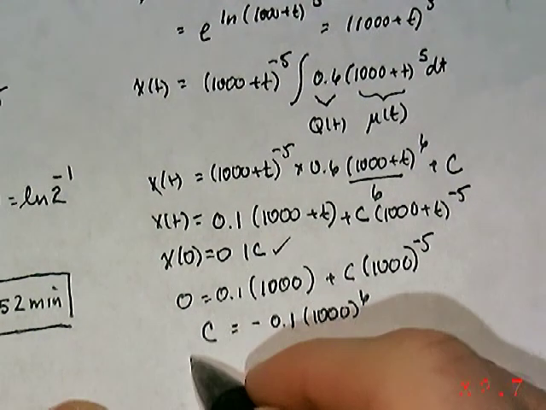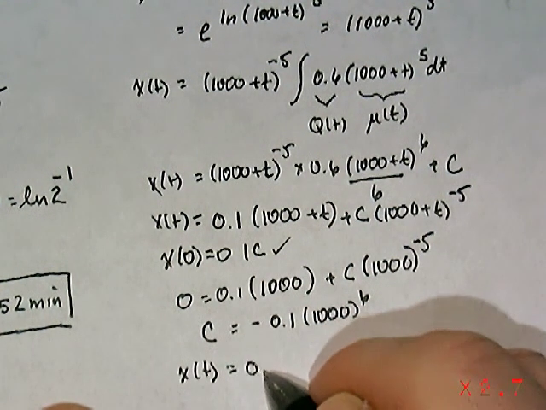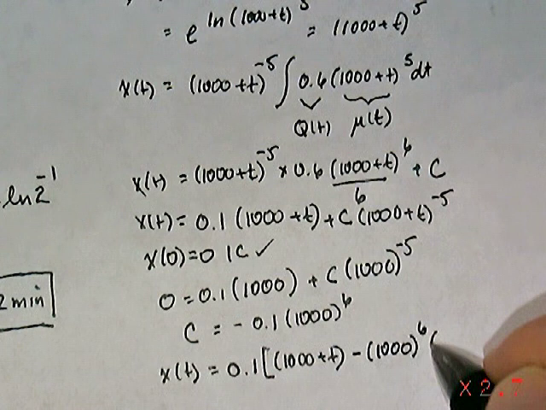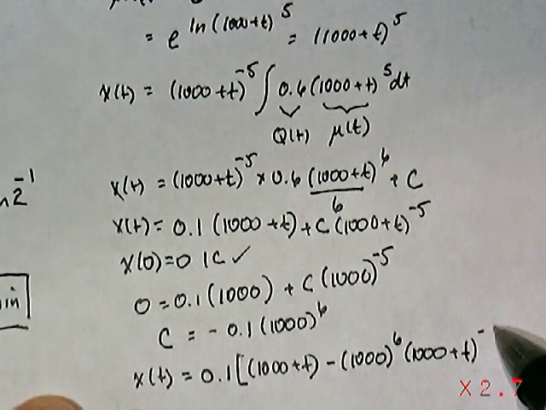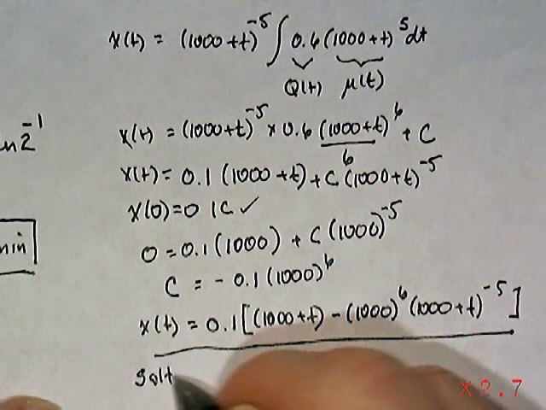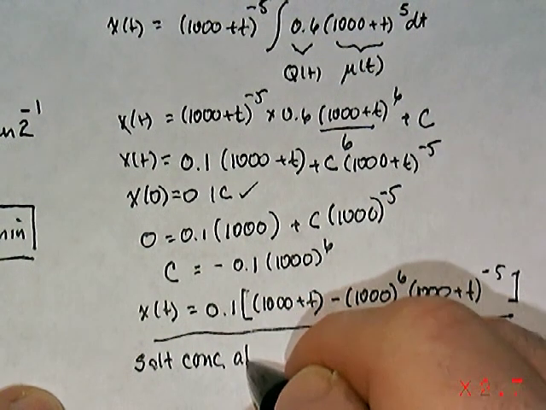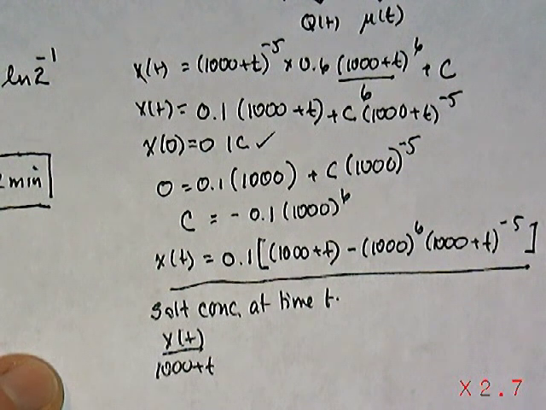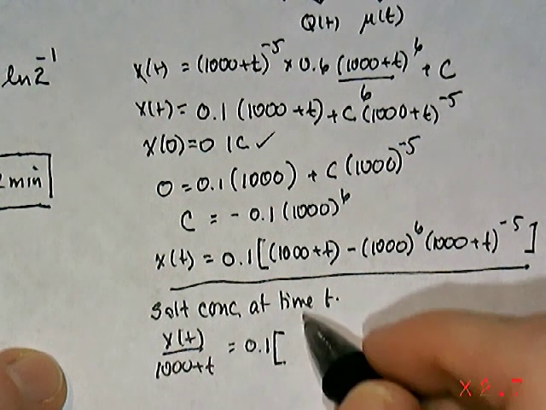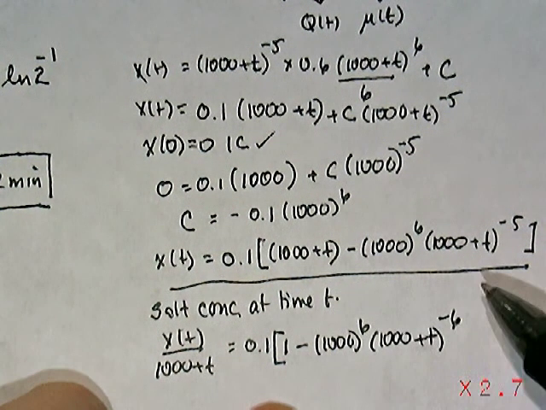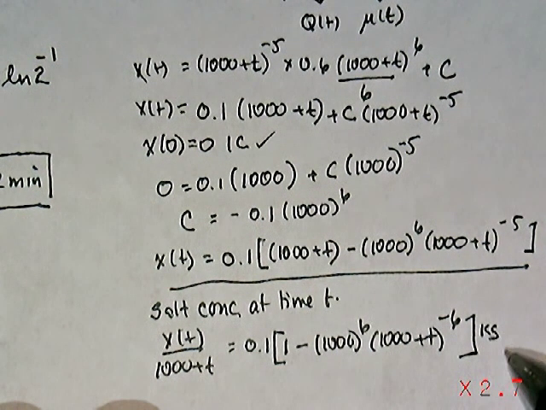So the amount of salt then for this particular model that's in the tank at any time t is given by this quantity, 0.1 bracket, let's say 1,000 plus t, parentheses, minus 1,000 to the 6th power times 1,000 plus t to the negative 5 power. And that describes the amount of salt at any time t. So if you needed the salt concentration at time t, you just take this x of t for this model and divide it by 1,000 plus t, because remember you're gaining a liter per minute because of the difference in flow rates, and that would simplify to 0.1 times the quantity 1 minus 1,000 to the 6th power times the quantity 1,000 plus t to the minus 6, and that would be kilograms per liter.